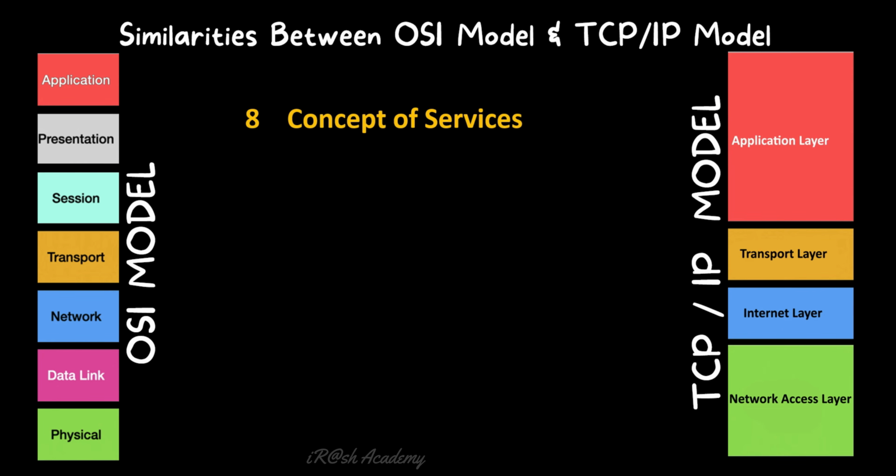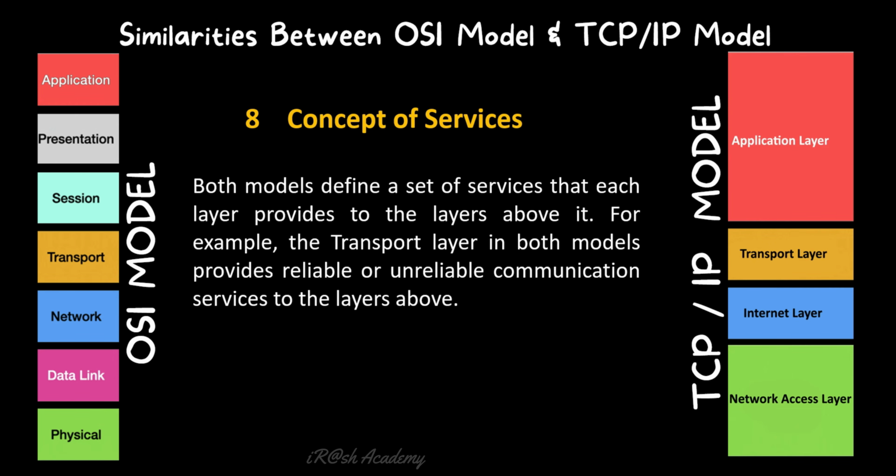Now point number 8, concept of services. Both models define a set of services that each layer provides to the layer above it. For example, the transport layer in both models provides reliable or unreliable communication services to the layers above. This is the same situation in the OSI model and the TCP/IP model. Each layer provides some specific set of services to the layers above it.